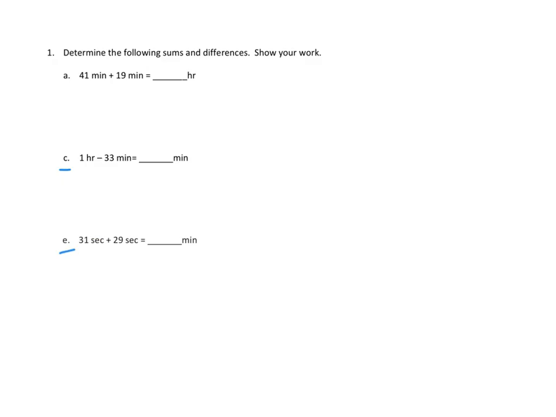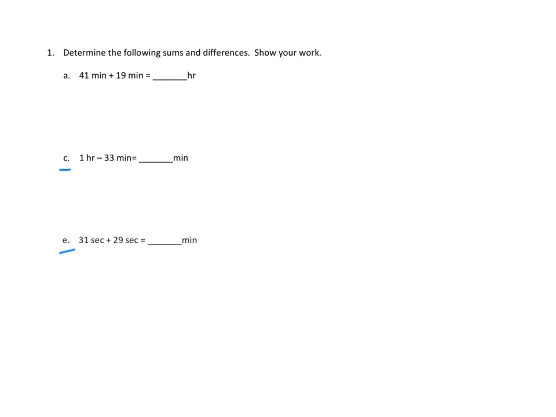Problem number one, let's start out right here. Directions are fairly simple. Determine the following sums and differences. Show your work. Let's take a look at two problems, one subtraction and one addition. We've got 1 hour minus 33 minutes. Again, we love to do just simple subtraction, but we have different units here. We have hours and we have minutes. So we're going to need to get everything into the same units.